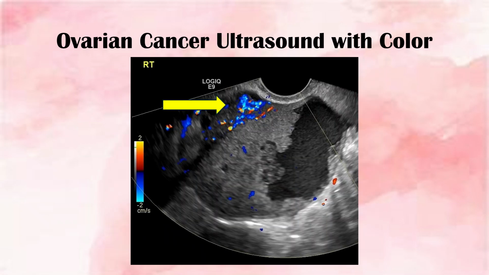This is another picture of ovarian cancer on an ultrasound with color. Again, it's those light up blue, red, yellow areas that would be seen on ultrasound that would be concerning for the provider, and they would want to further look at it. So again, like the yellow line or arrow points to one portion of it, but as you can see, it's all over the ultrasound. There's these dots.